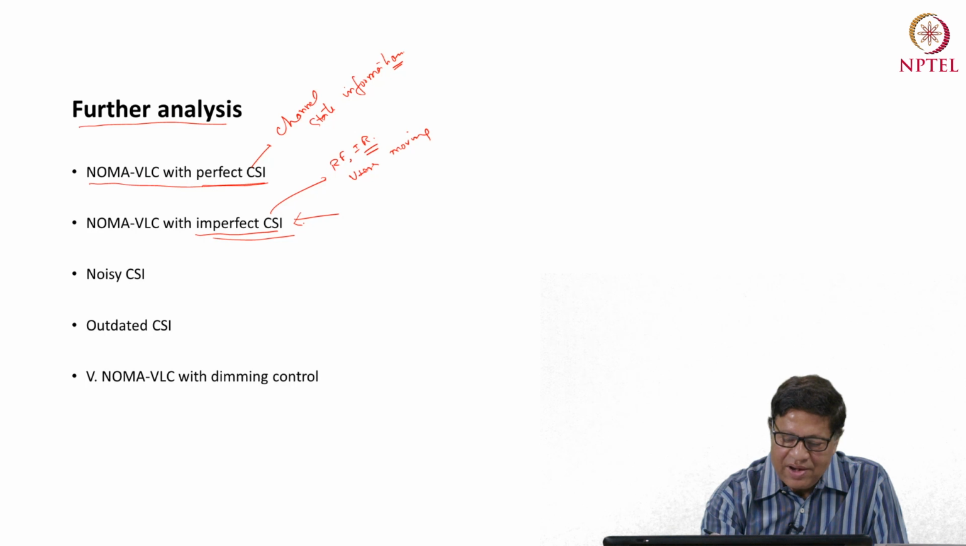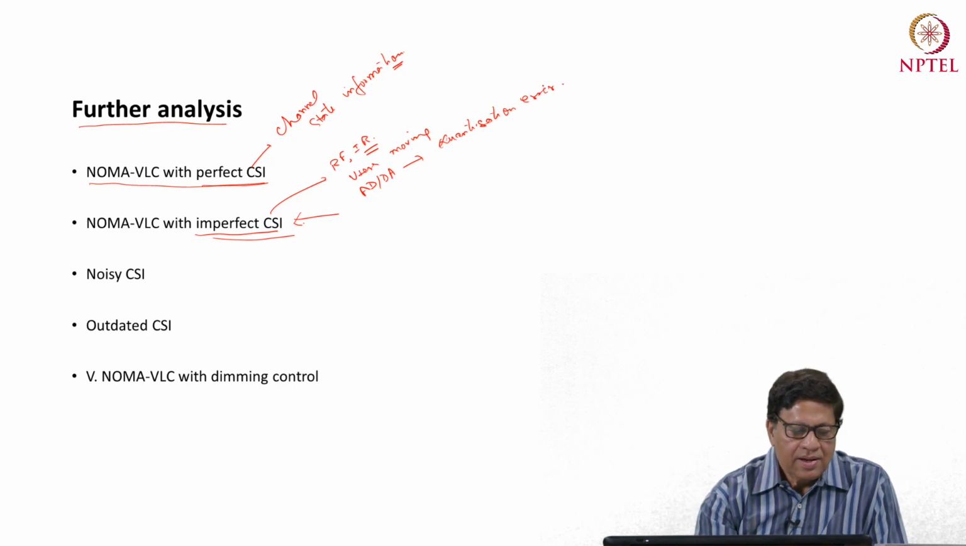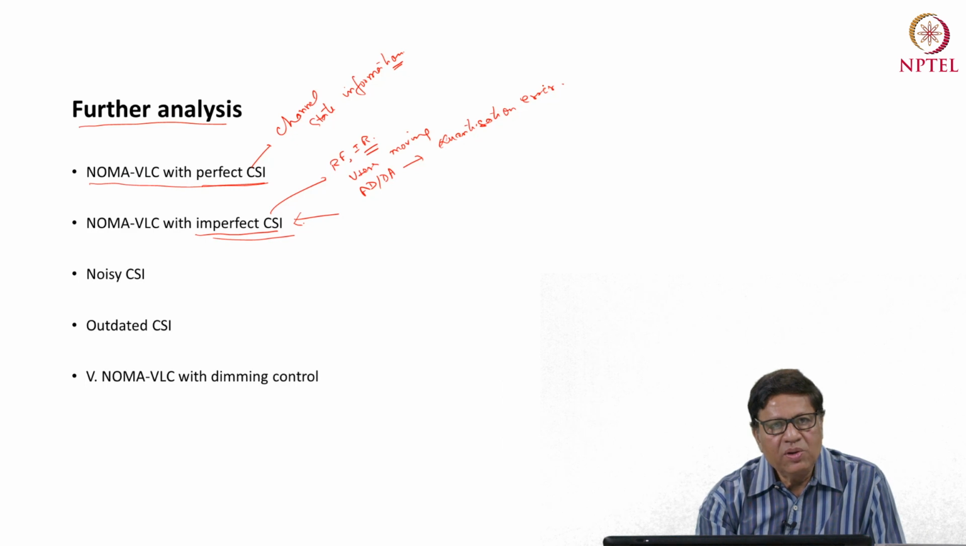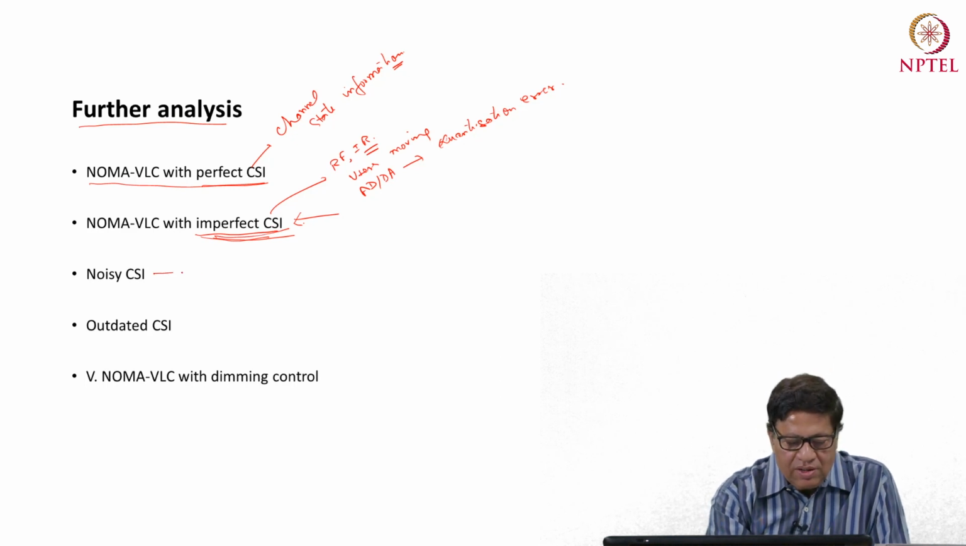And when you are finding out the channel, you are doing some analog to digital or digital to analog conversion, so there will be some sort of quantization error. So these are the things which will make your channel estimation not very accurate. While doing the analysis, one should consider these effects, which is what I mean by NOMA VLC with imperfect CSI. Another issue could be that the CSI could be noisy.